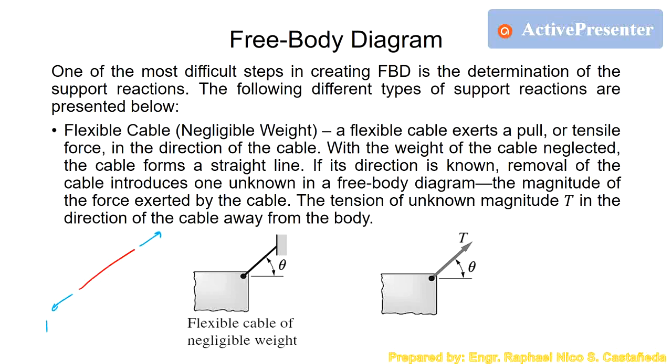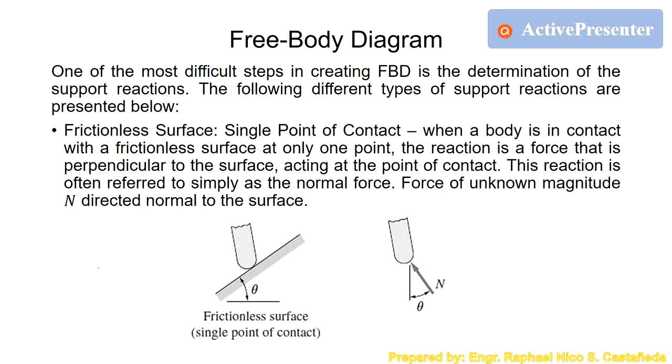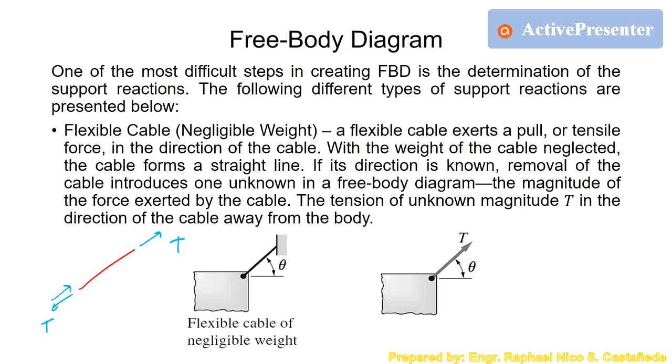We will use the quantity T. We cannot apply compressive force. If we replace this with a compressive force, say C, that is very wrong, because we cannot compress a cable. We can only pull or apply tensile force onto it. With the weight of the cable neglected, the cable forms a straight line if its direction is known.